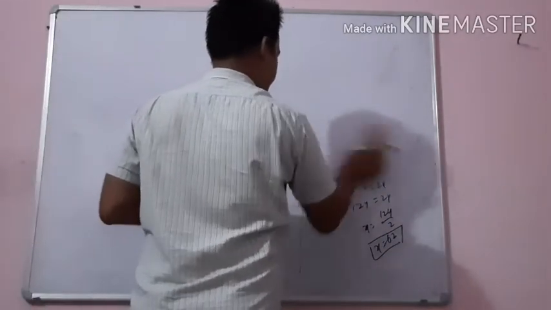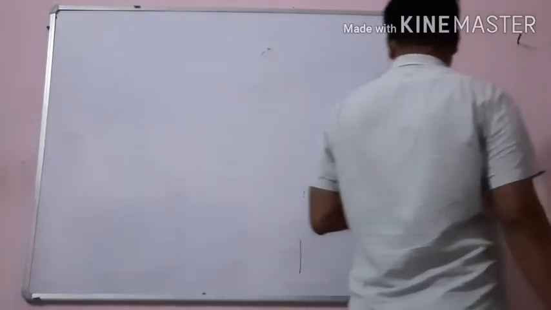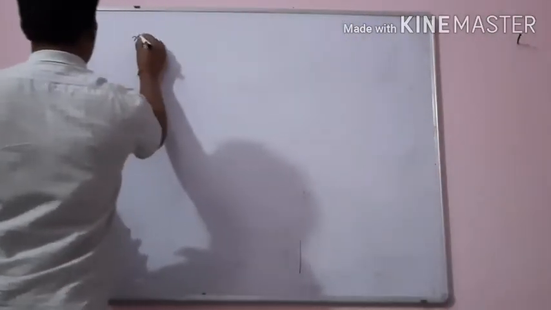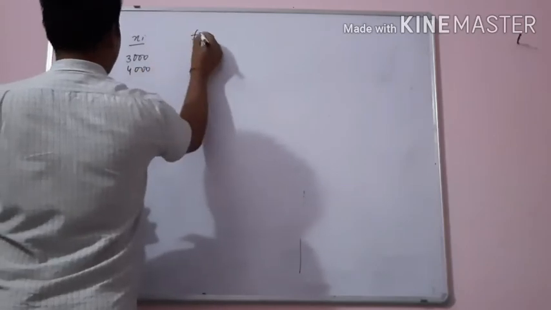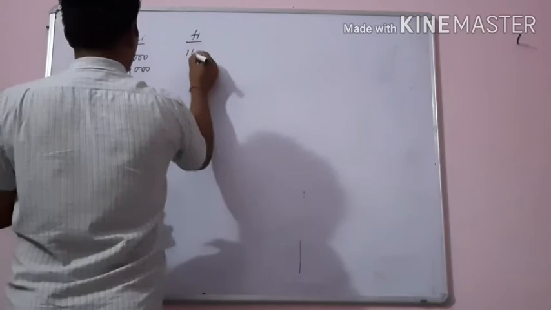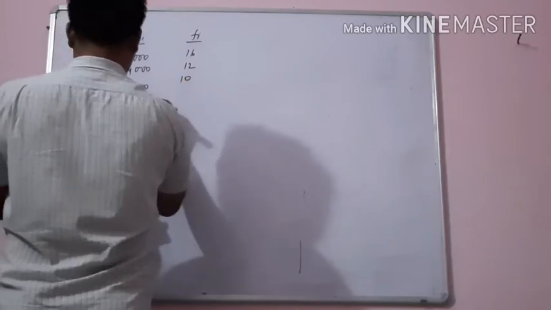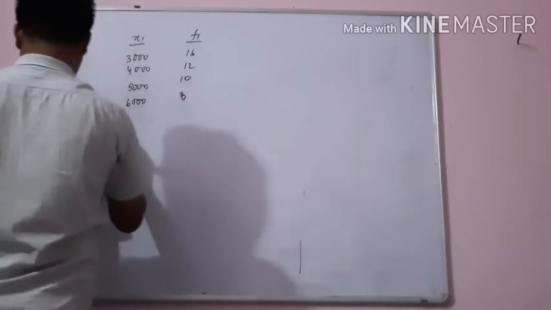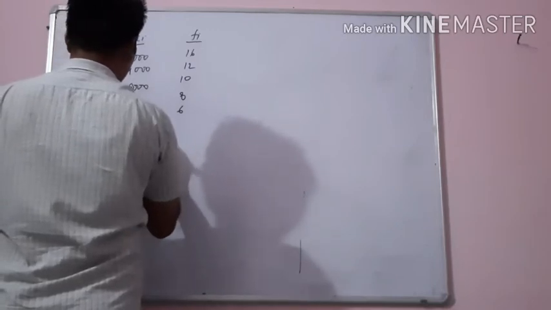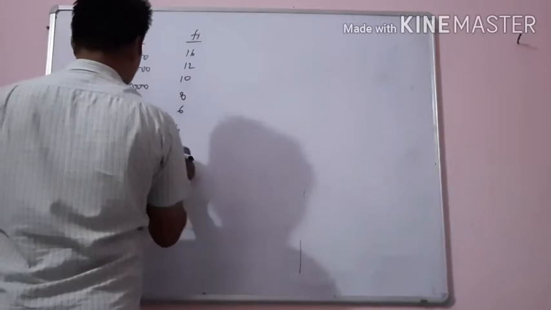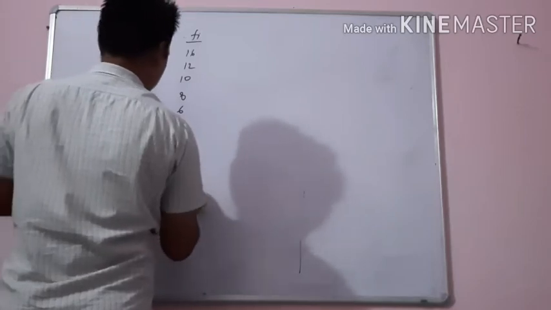Here we are given x as salary. So we take x as 3000, 4000, and f as frequency: 16, 12; 5000, that is 10; 6000, that is 8; 7000, 6; 8000, 4; 9000, 3; 10000, 1; total 60.